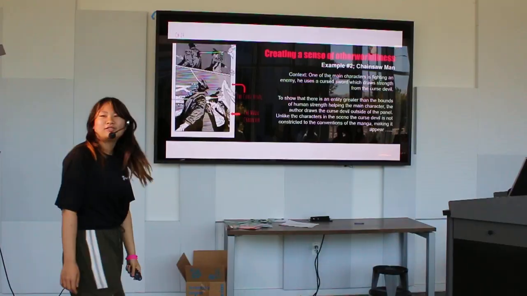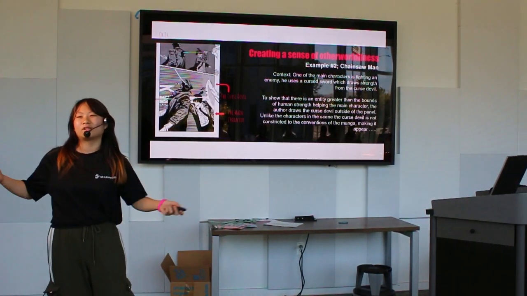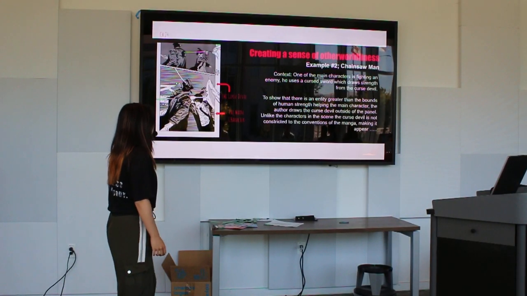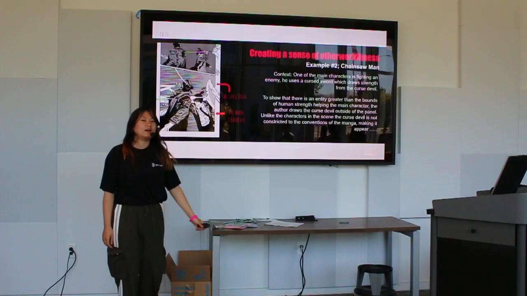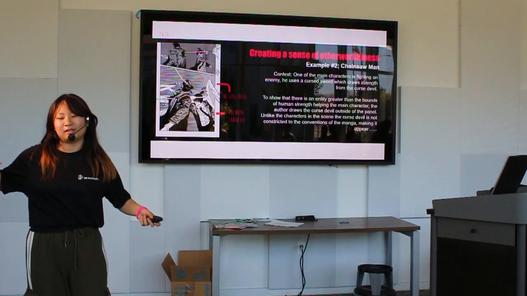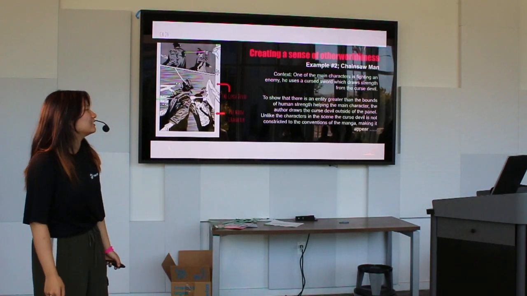Okay, now moving on to our second example, we're going to be talking about how it can be used to create a sense of otherworldliness. And just for context, in this scene, our main character Aki is fighting a sword demon. He draws upon the power of his sword, which has the ability to manifest powers from this curse devil.